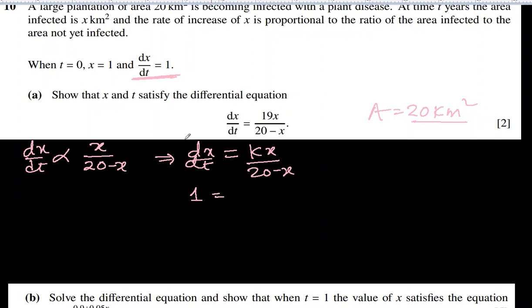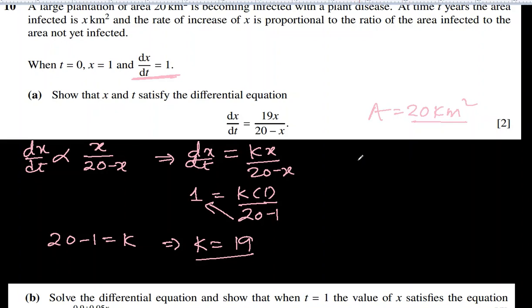And what else do we need? x is 1. So k times 1 over 20 minus 1. t equal to 0 is not needed in this, so we will not use it. So cross multiply here. We get 20 minus 1 equal to k. And yes, k is 19. So it becomes dx over dt equal to 19x over 20 minus x. We showed it. Let's go to the next part.